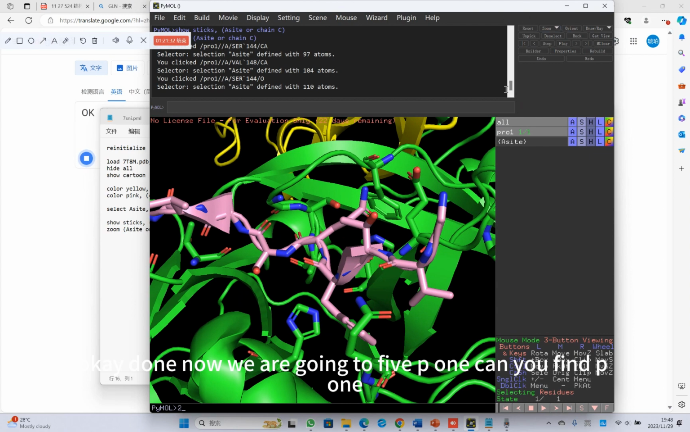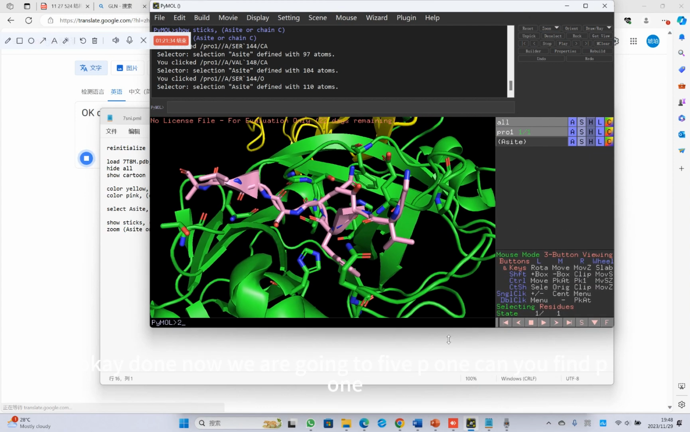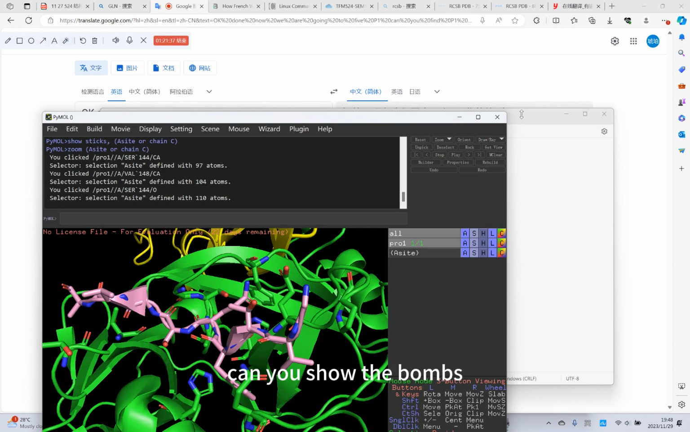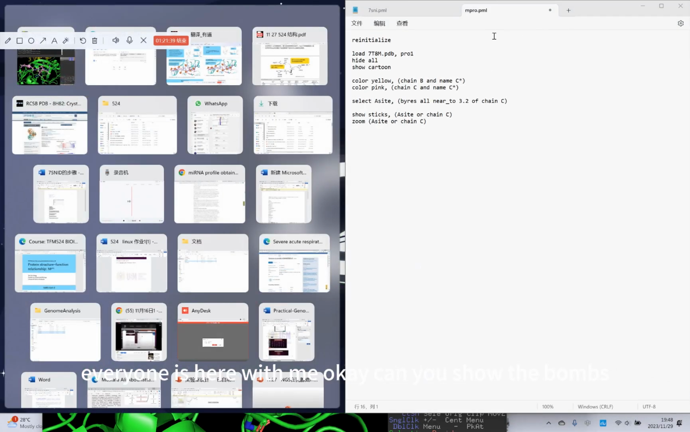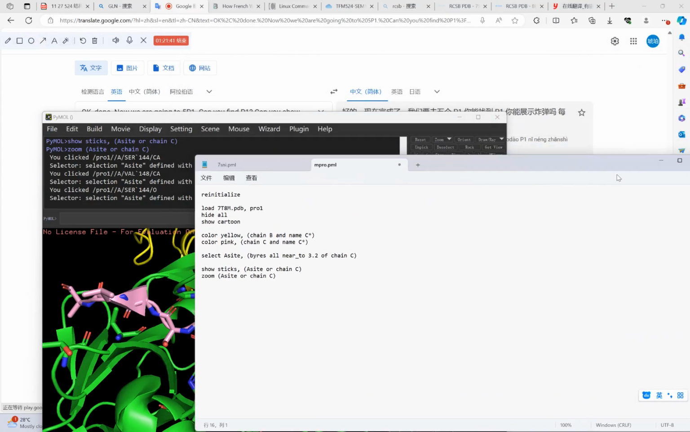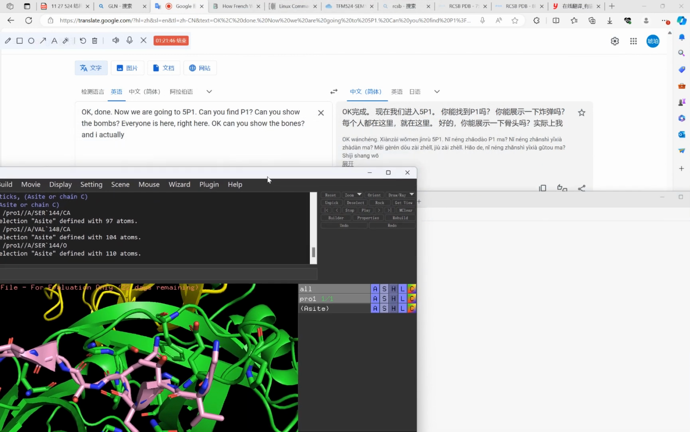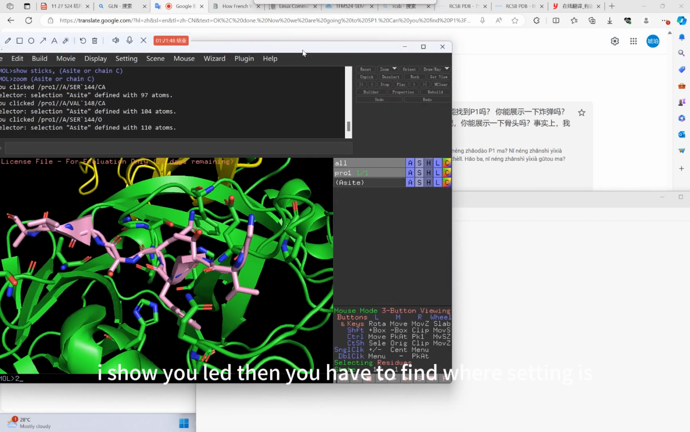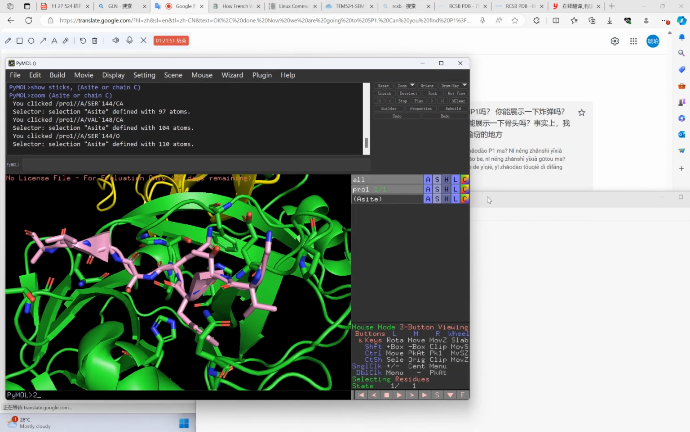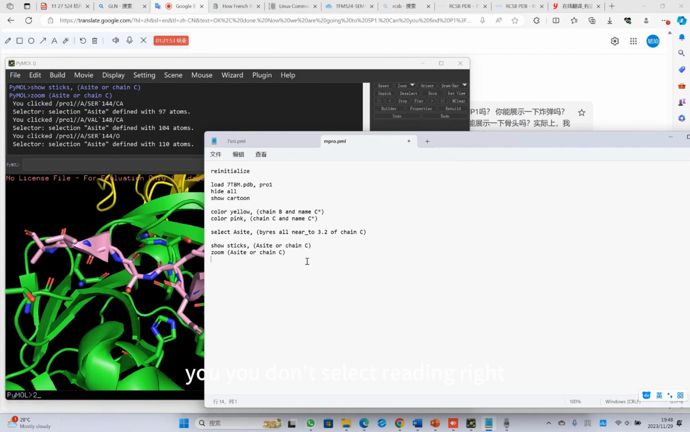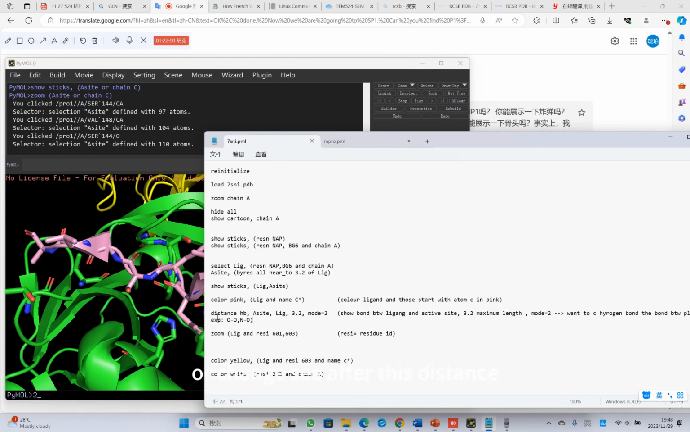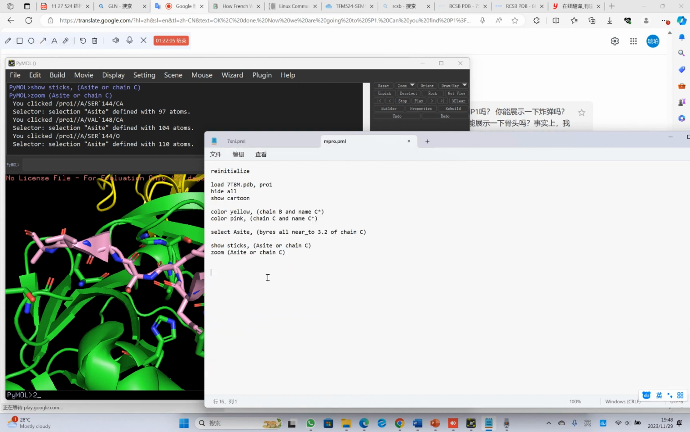Okay, done. Now we are going to find P1. Can you find P1? Can you show the bonds? Everyone is here already. Okay, I show you the commands as well. I show you everything, then you have to find where histidine is. So you have done select already, right? Select this one, then show stick. Okay. Zoom A side or chain C. After that, distance. This is the command.